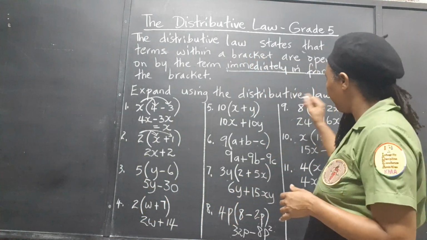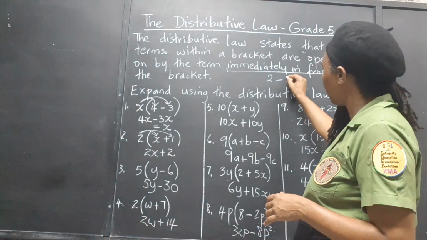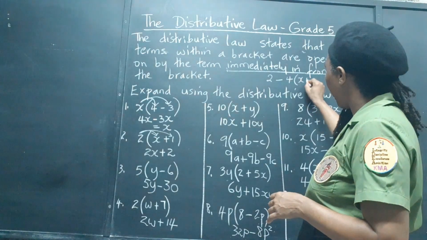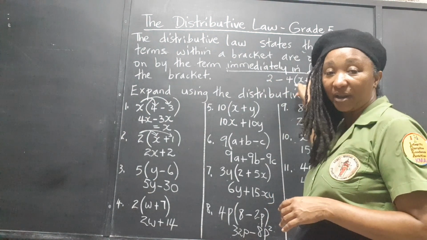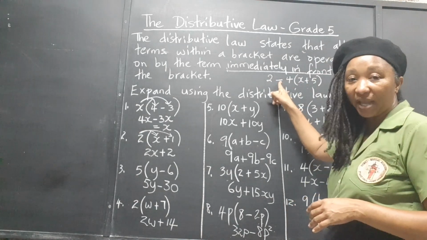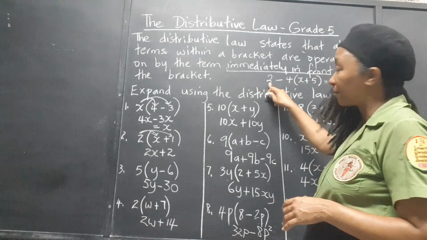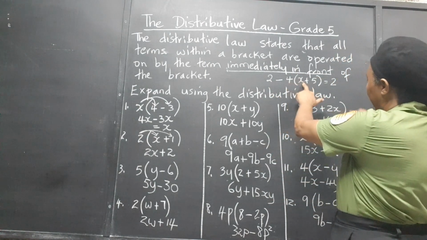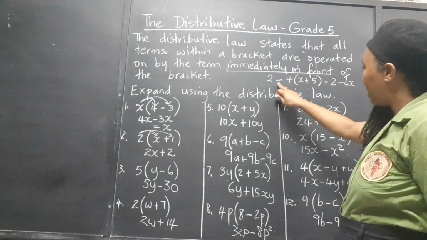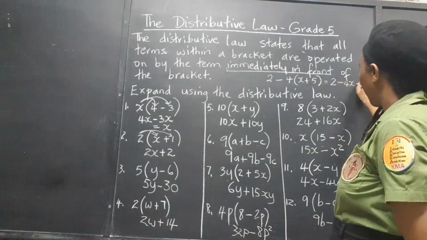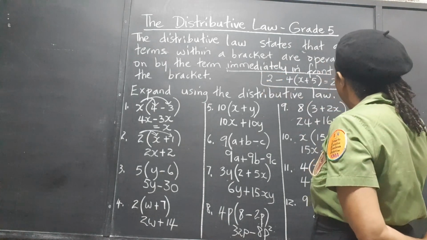So if we had, for example, 2 minus 4x plus 5, the 2 would not be affected by the brackets here because there's a minus sign. So the 2 would still remain. The 4 now would be affected. So it will be minus 4x, and this minus sign would affect the plus sign. You get minus 20, right? Just bear that in mind.